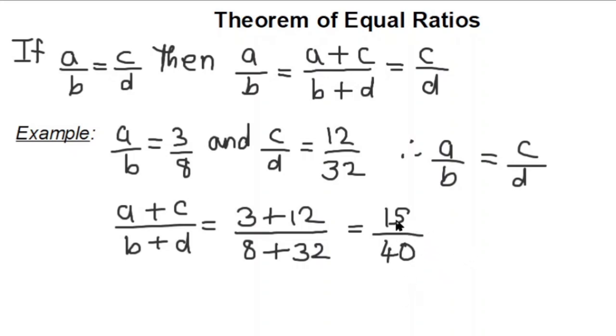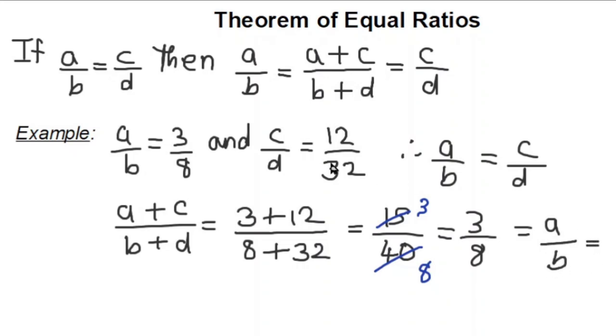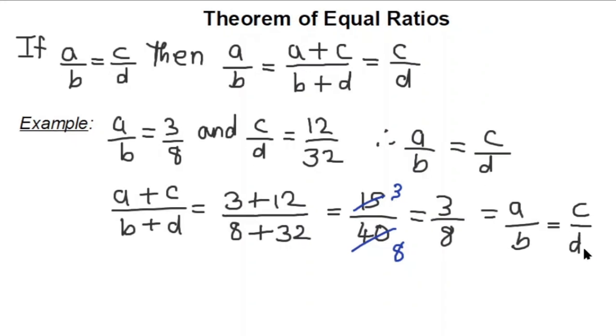Now again you can divide both numerator and denominator by a common number. Which number? 5. 5 3s are 15 upon 5 8s are 40. So what are we getting? 3 upon 8. Again we got 3 upon 8, which is equal to A upon B, which is equal to C upon D. Understood? A plus C upon B plus D is equal to A upon B, equal to C upon D. I have explained this with examples of numbers.